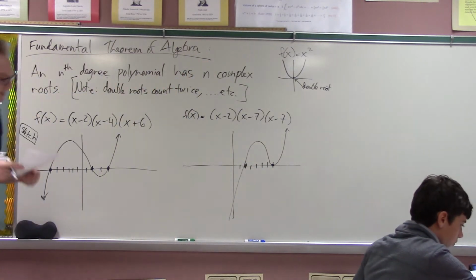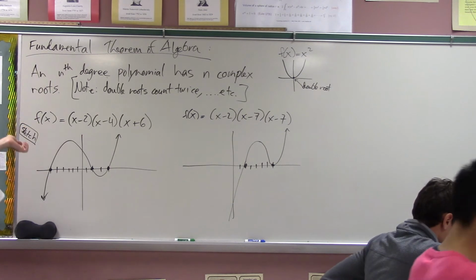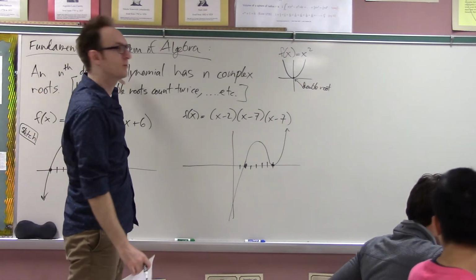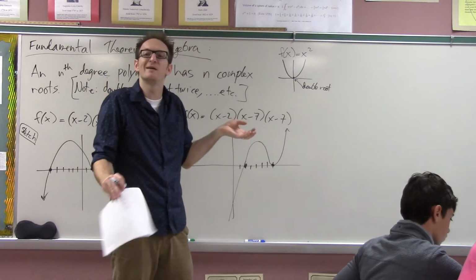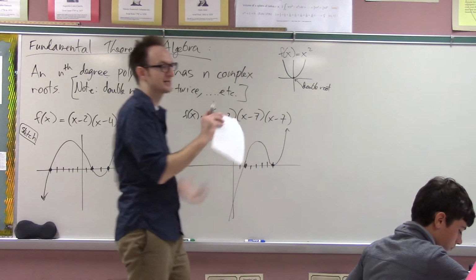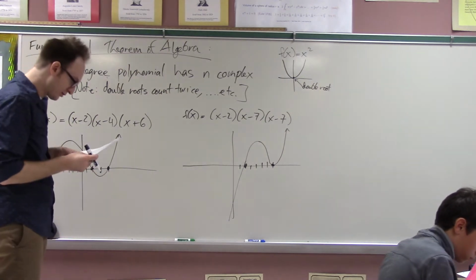So it is for reasons like this that when dealing with polynomials we prefer to treat this as a double root, because basically it behaves as if it were two separate roots as far as affecting the shape of the graph and everything like that. Okay, so that's cool.